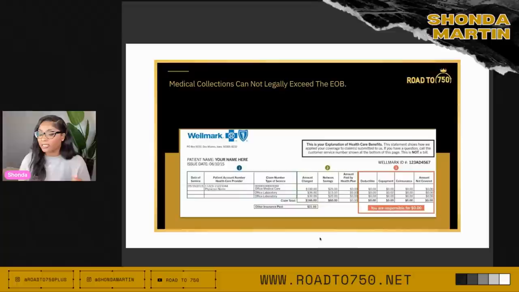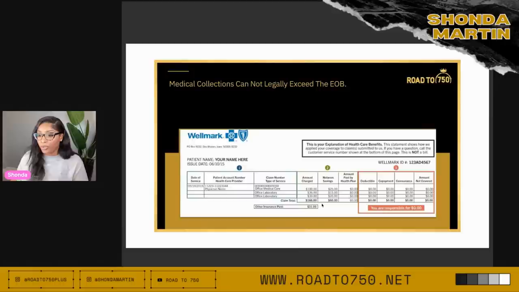The EOB, or explanation of benefits, is pretty much like the bill that your insurance company will send you after they have gone over it and decided what they are going to pay or what they're not going to pay, right? If you're looking at the screen, this is an example of an EOB. You can tell that this was a medical bill to a patient, and this patient has zero responsibility for this. This means that their insurance company covered the full bill.